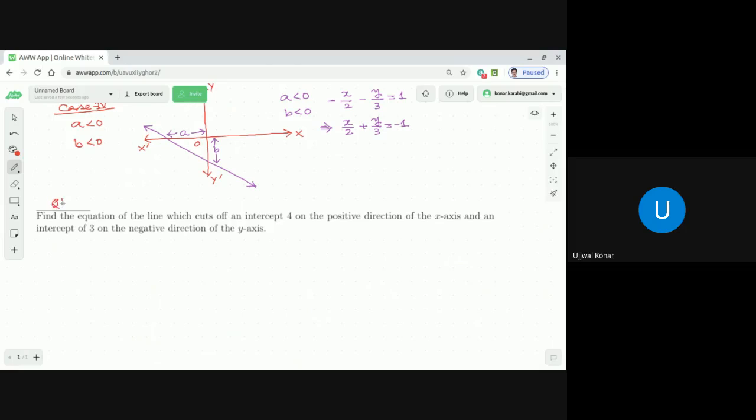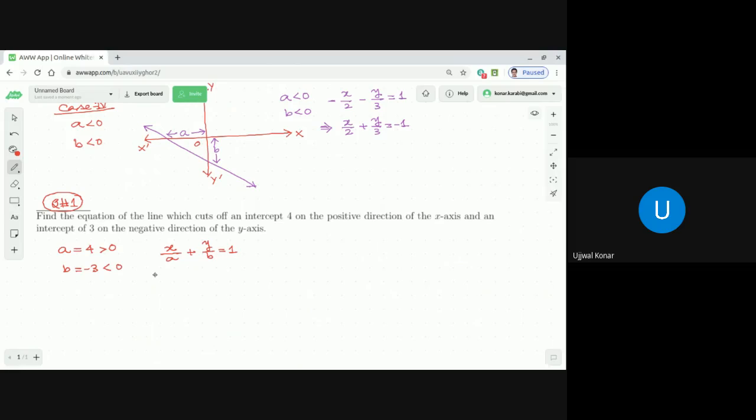Very classical question. This falls into the category where A is positive and B is negative. What is A here, dear students? A is equal to 4 because it is the positive side of the x-axis, greater than 0, and B is equal to minus 3, that is less than 0. So our equation will be what? X by A plus Y by B is equal to 1. That is the equation in the intercept form.